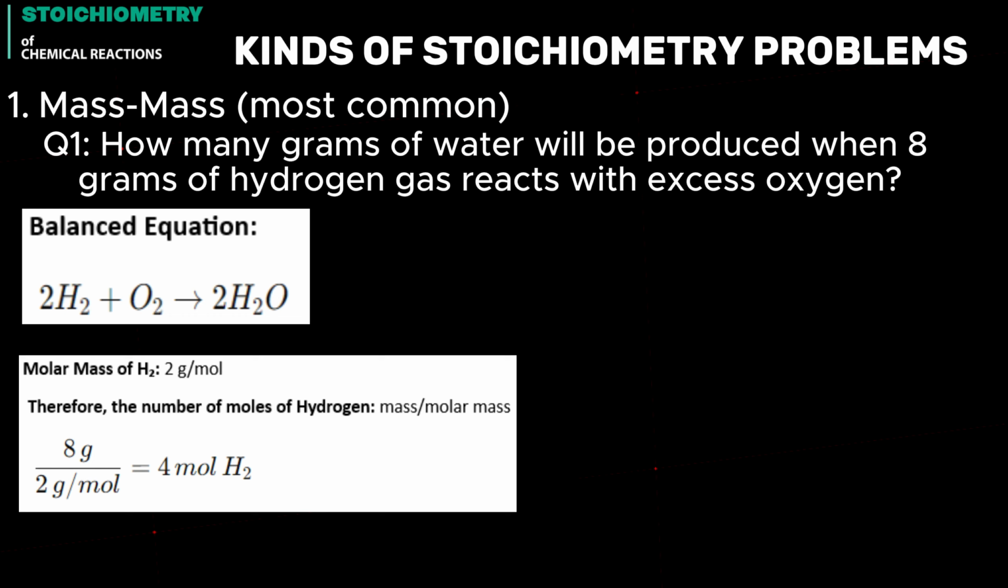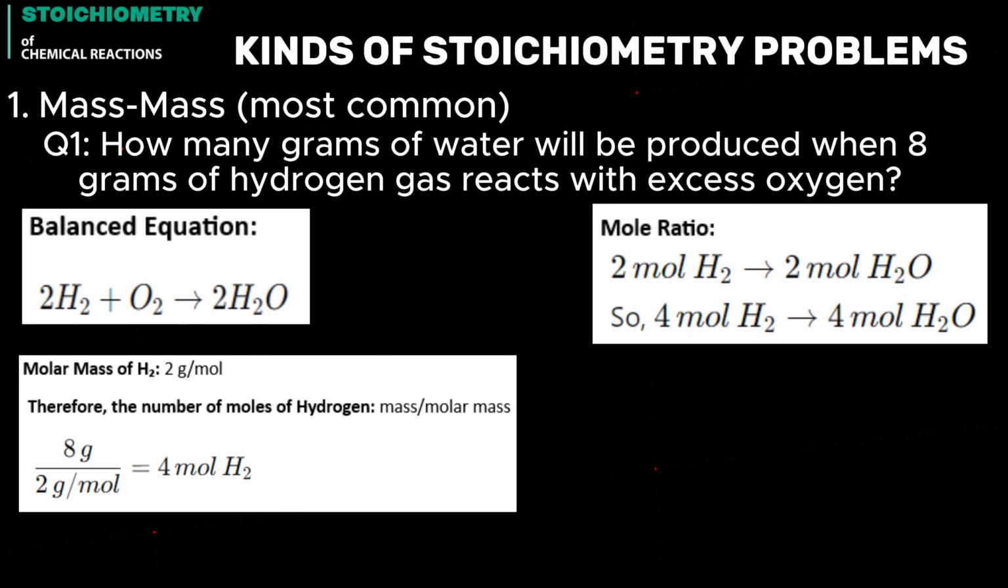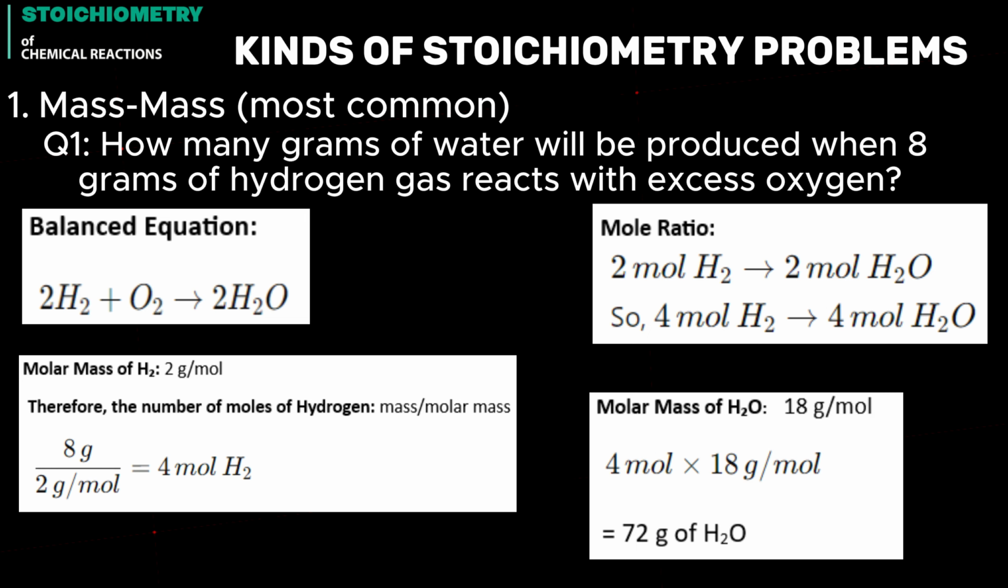The molar mass of hydrogen is 2 approximately. Therefore, the number of moles of hydrogen, when you use that formula, mass all over molar mass, we get 4 moles of hydrogen that reacted. From the mole ratio, you see that 2 moles of hydrogen produce 2 moles of water. So 4 moles of hydrogen obviously will produce 4 moles of water. Then what's the mass of water produced? We know that the molar mass of water is 18. So using that formula again, we multiply the molar mass with the number of moles of water, which gives us 72 grams of water.